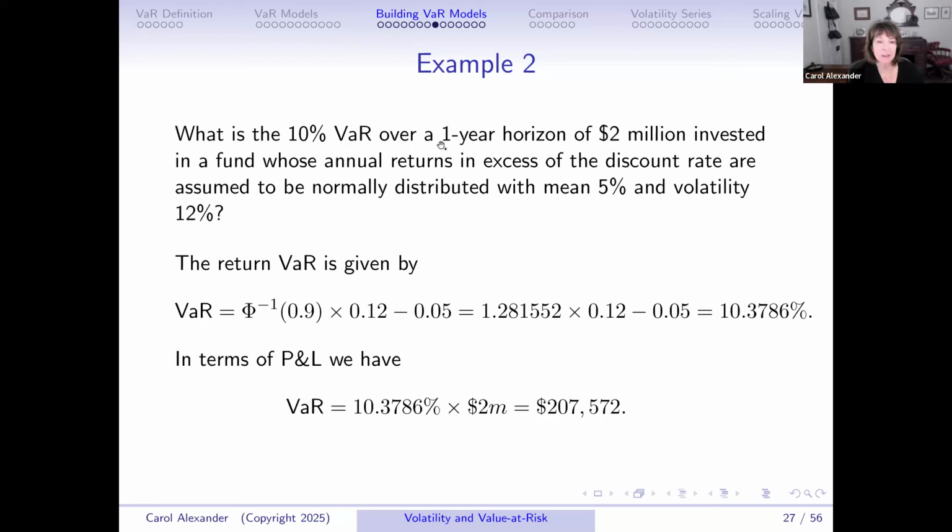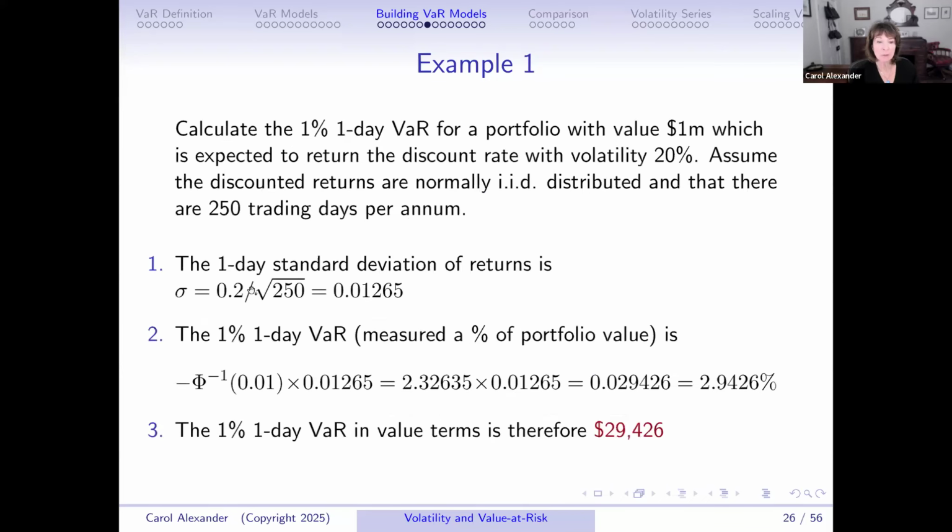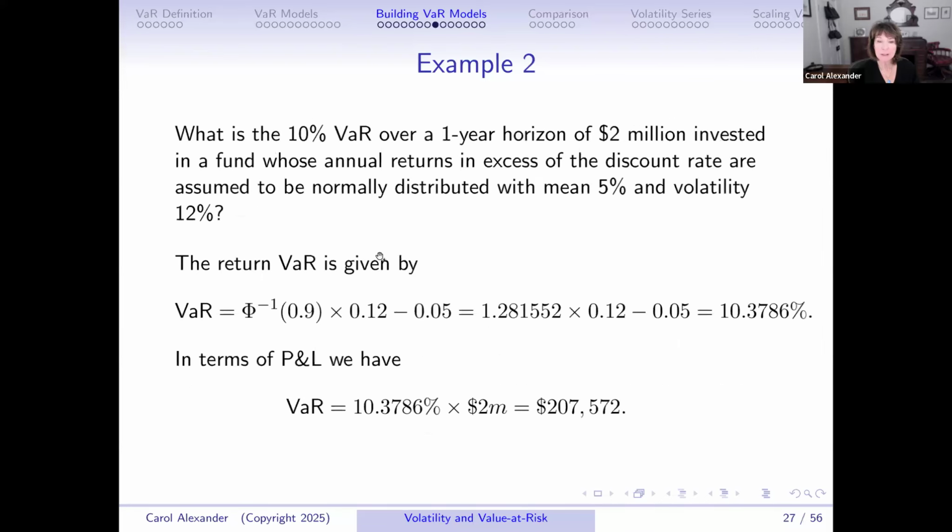There's no need to scale because I've got a volatility of 12% and I want an annual VaR. I don't want a 1-day VaR as I did previously. I wanted a 1-day VaR there, which is why I had to divide the volatility by the square root of 250. But I don't need to do that because it's a 1-year VaR here. Keeping lots of decimal places in the calculation and then multiplying it by 2 million to get the VaR figure in dollars.